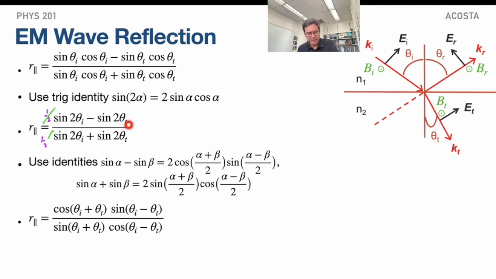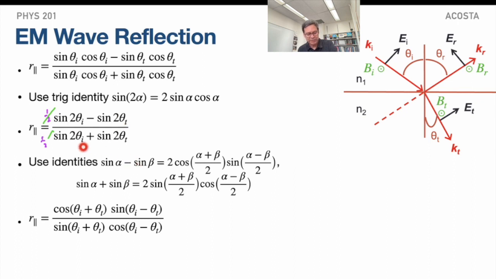That's my alpha and beta. So I could add those together, and I'll have 2 times cosine of 2 theta I plus 2 theta t over 2, which just means theta I plus theta t. And then I have this other sine term, which is alpha minus beta, so that'll be 2 theta I minus 2 theta t over 2, so just theta I minus theta t. So that's how I've replaced the numerator of my r parallel expression.